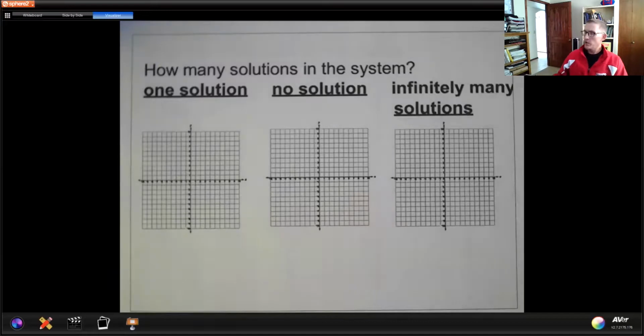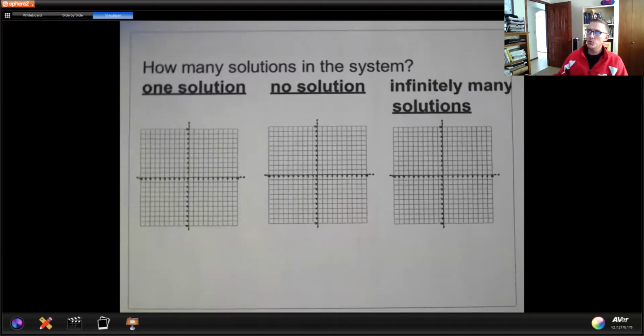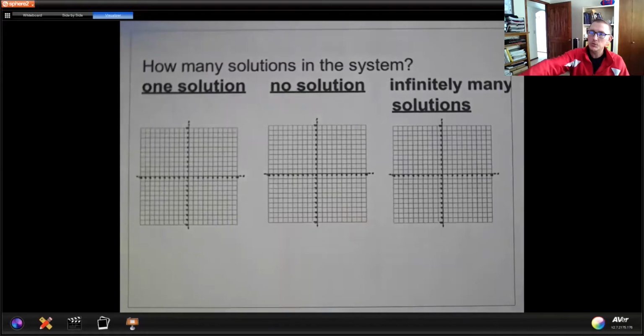Now, I want you to think for a moment, what could happen to two lines where I would never have a solution? And then what could happen to two lines where I have an infinite number of solutions, meaning the lines cross an infinite number of times? If you want to pause here and think about that before you resume, that's not a bad idea. We're going to go ahead and now share screen, and I'm going to show you the three situations that happen. So you're going to have one solution, no solution, and infinitely many solutions.